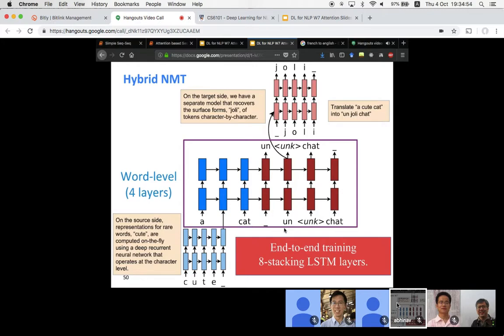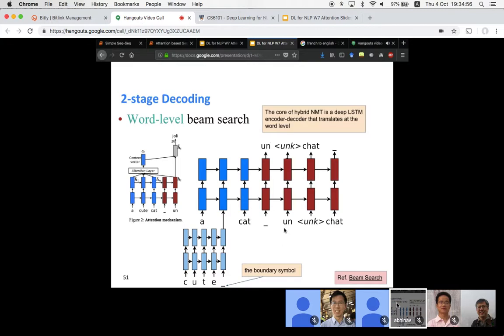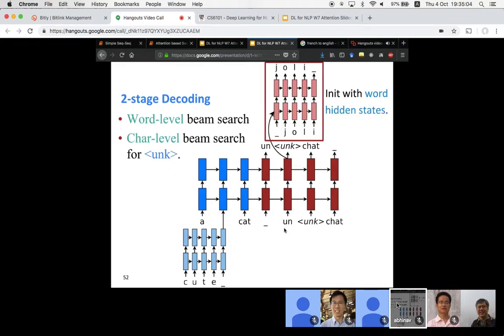So there are two stages. The first stage is the word level beam search. On the second stage, they do the beam search, but on the character level. So they're trying to translate an unknown word with attention. I read the paper, and it seems that at every stage, the word level and the character level, they are using different weights, because they don't want to put too much pressure on one weight. So the second W can take care of the character level generation by itself.